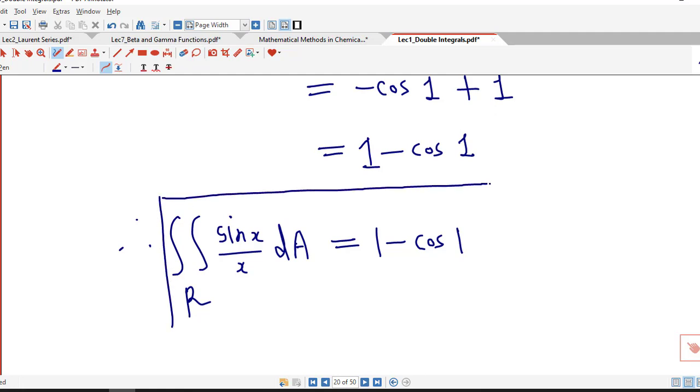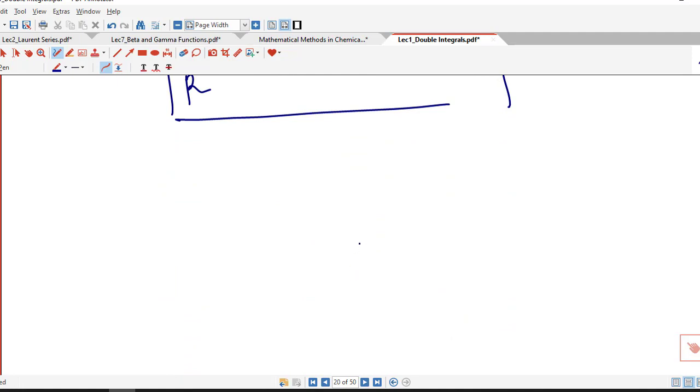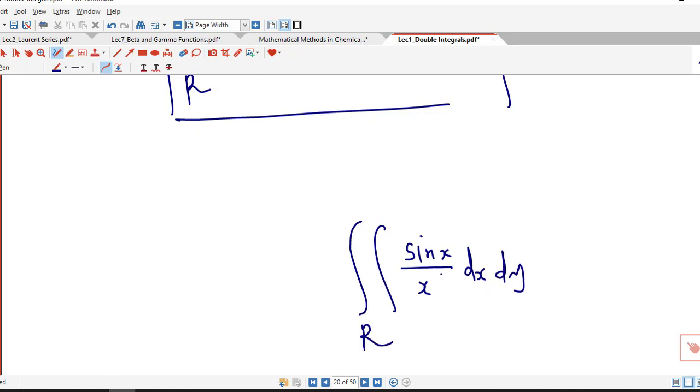Here we are able to evaluate this integral by considering the order of integration as first with respect to y and then with respect to x. We are not able to evaluate our double integral in this order, first with respect to x and then with respect to y, but we have two choices. So depending on the given function and the region of integration, we have to decide which order of integration is suitable for a given problem.